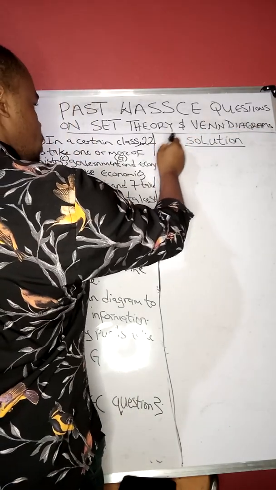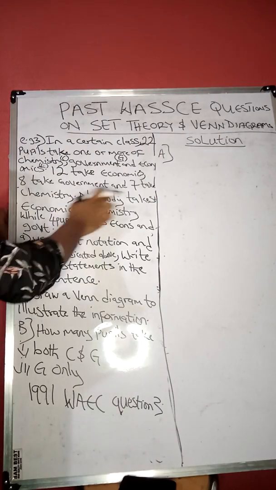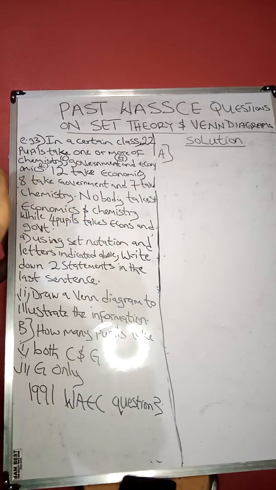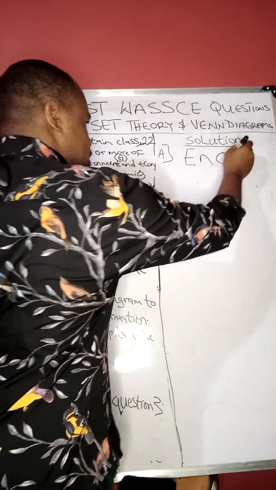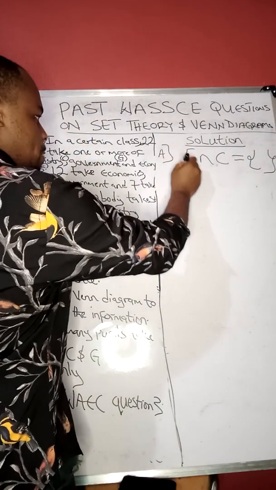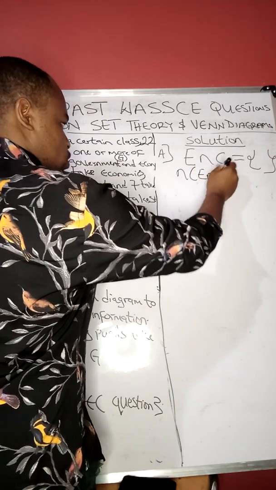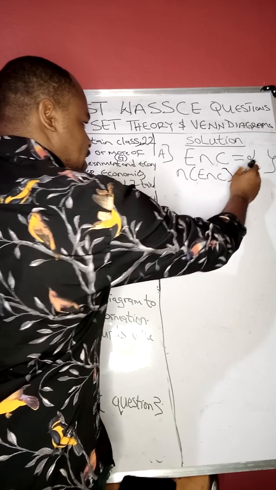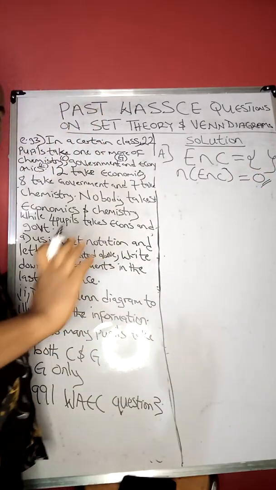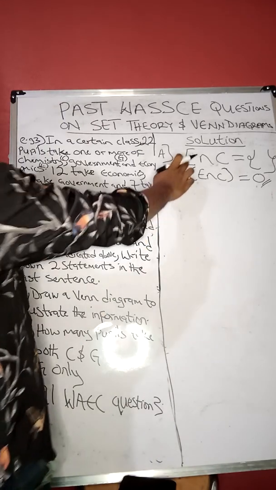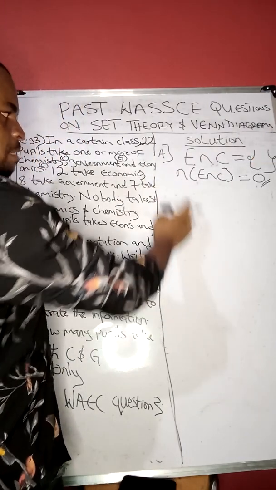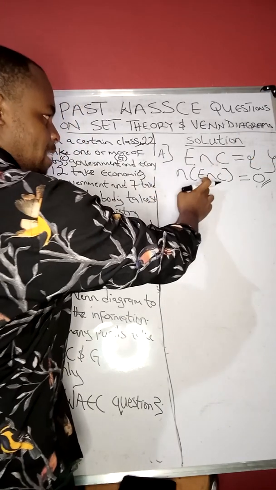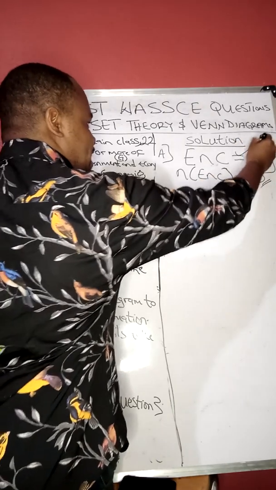So part A of the question says we should write down 2 statements. Nobody takes economics and chemistry. That is, economics intersection chemistry is not existent. It is a null set. So you can write it as the number of elements in E intersection C is equal to what? 0. There is no element in E intersection C. Look at what I wrote here. E intersection C is equal to a null set, an empty set. But here I wrote it as the number of elements in E intersection C equal to 0. So you can write either this or this.